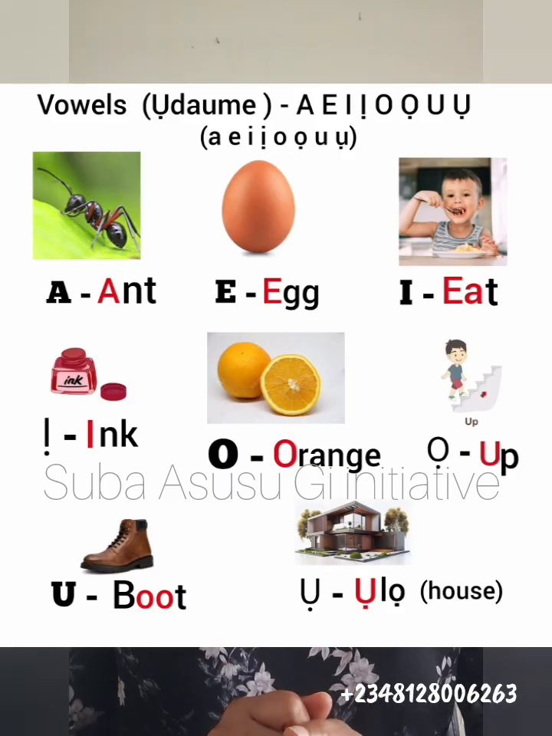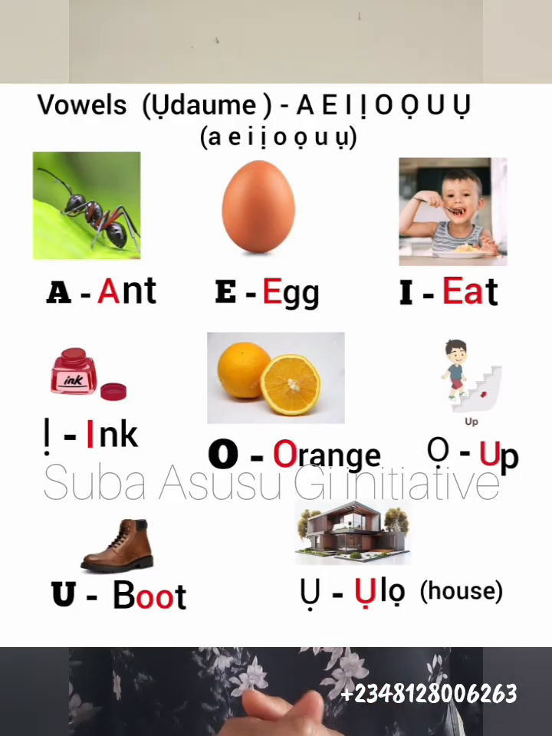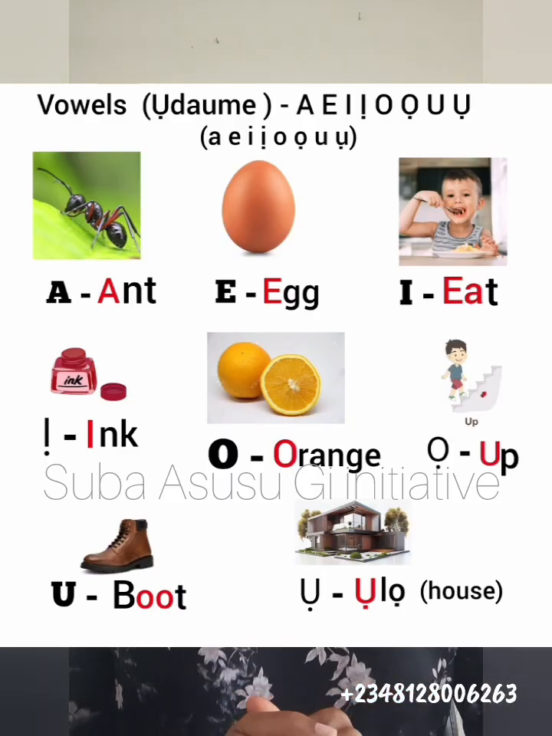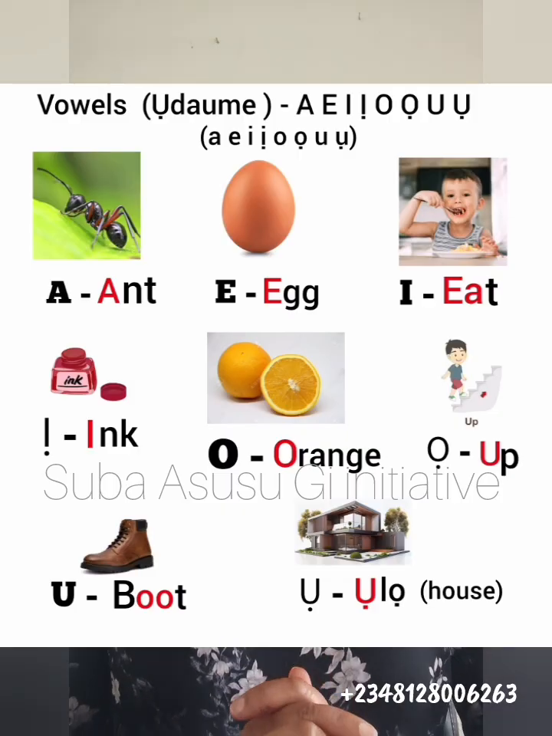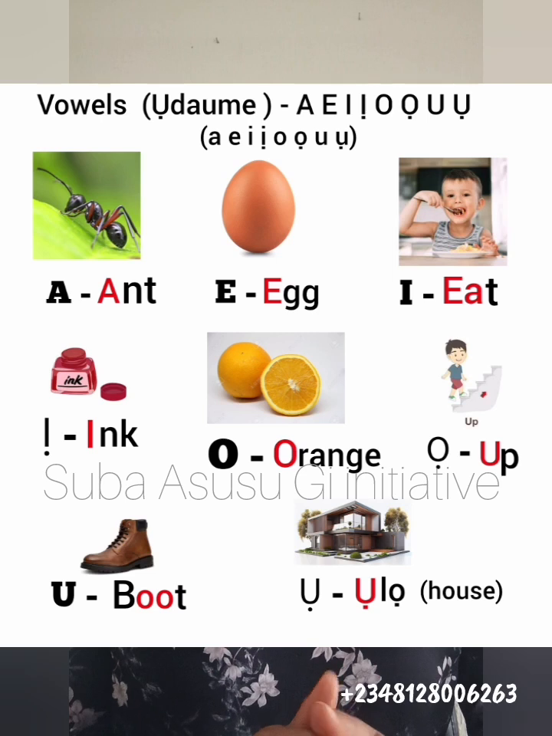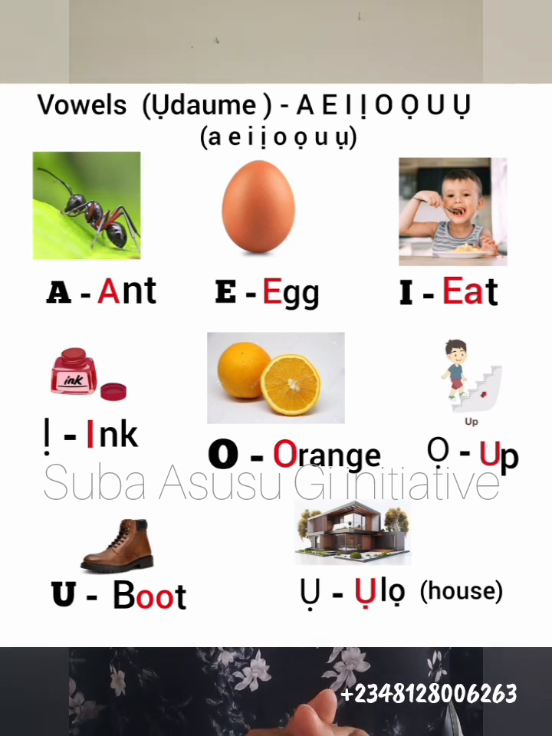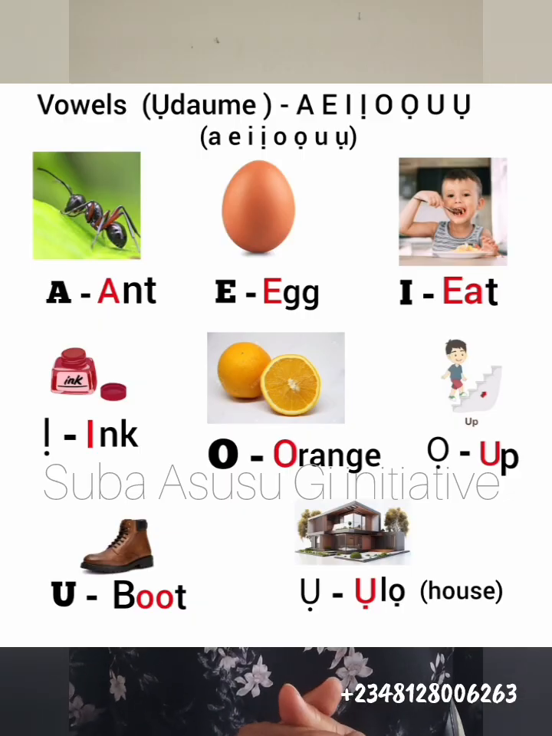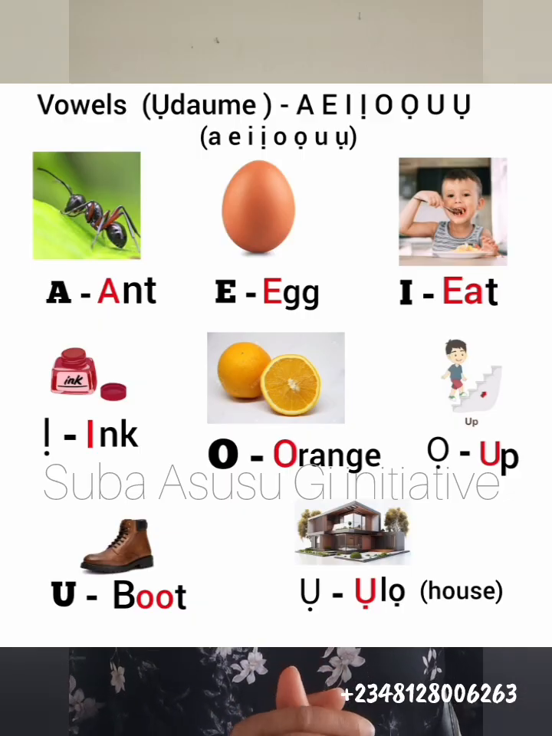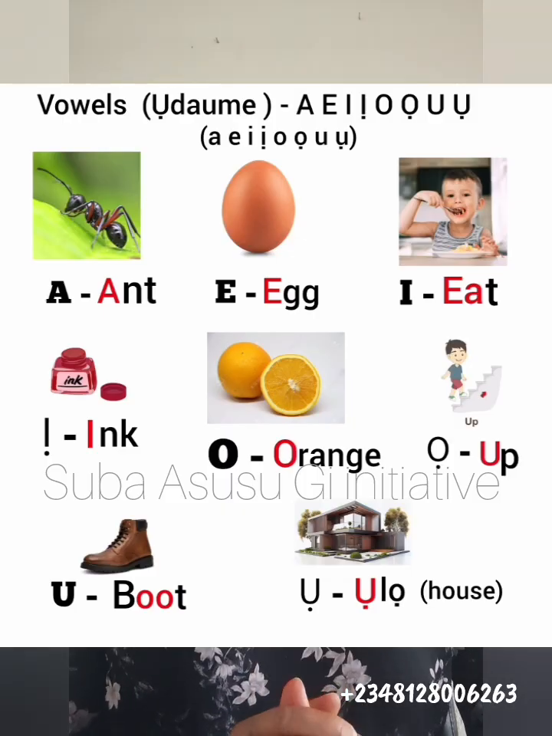The picture on the screen is showing different things labeled in English. The essence is for you to remember the vowel sounds by looking at the objects on the screen. You can see the first object, which is an ant. When you say ant, I have highlighted the sound of that particular Ụdaume, which is A. So when you say ant, remember the Ụdaume with the sound A. That is the first Igbo vowel.